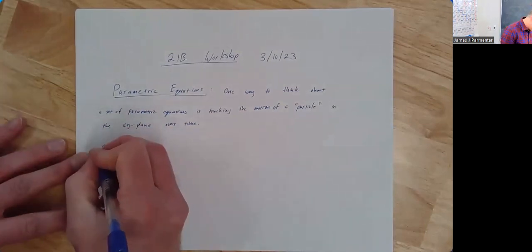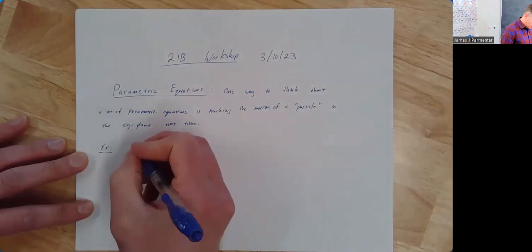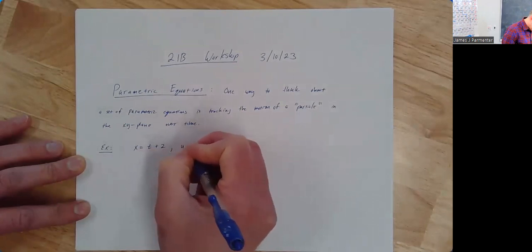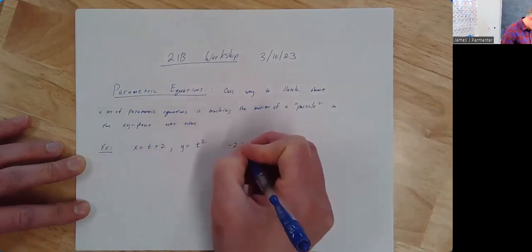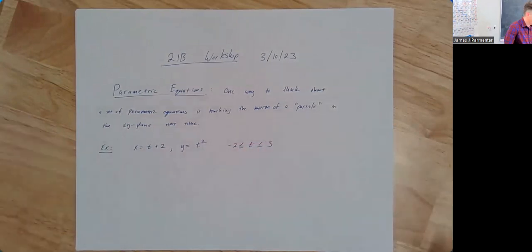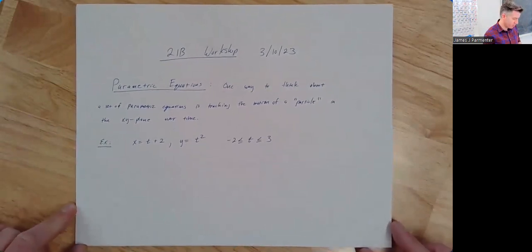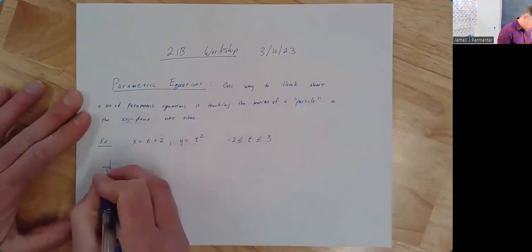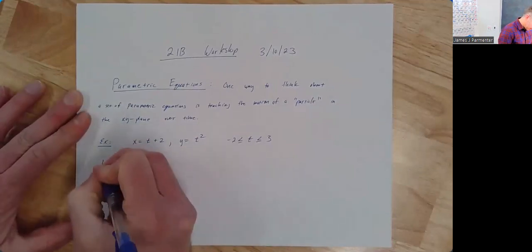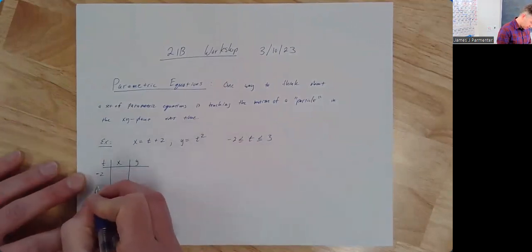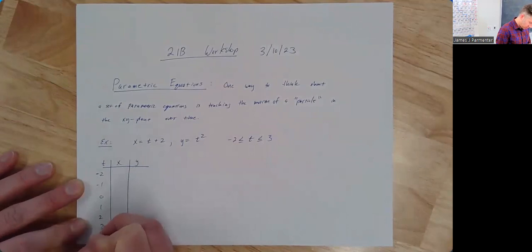So for example, we could have the parametric equations x equal to t plus 2 and y equal to t squared, where t is between -2 and 3. At a very basic level, you can just see what's happening by plotting some points. So I could plot my x and y values based on what values t takes on. I'm going to pick nice integer values. So t is going to be -2, -1, 0, 1, 2, 3.